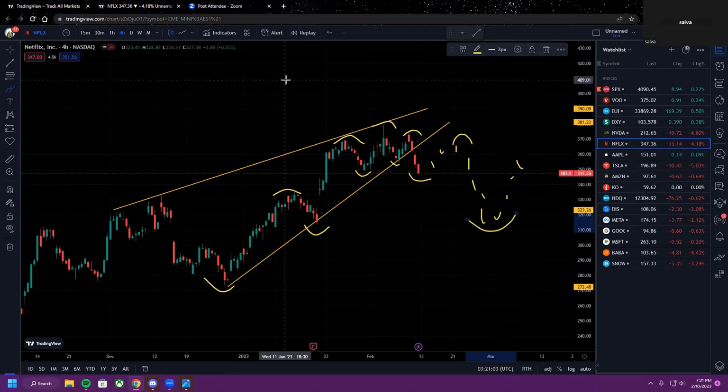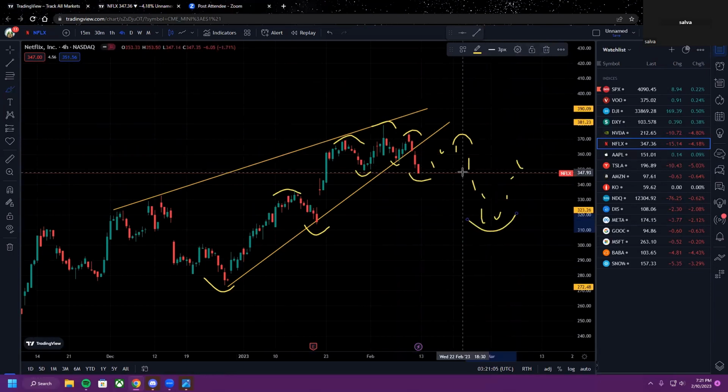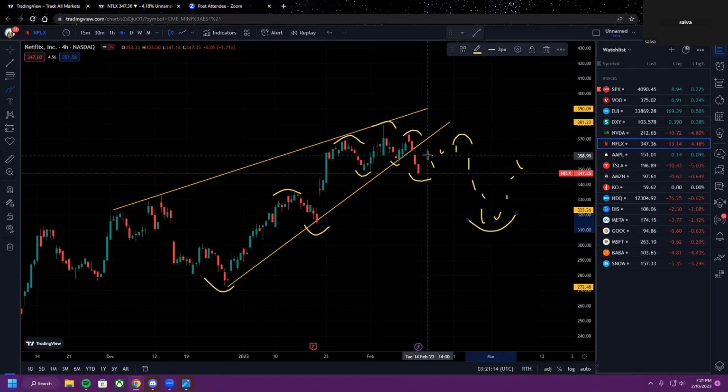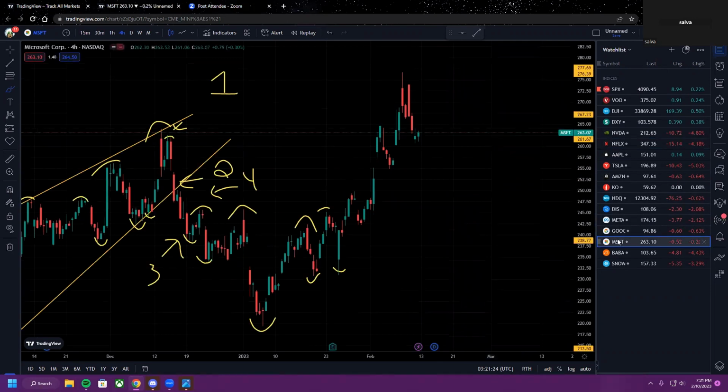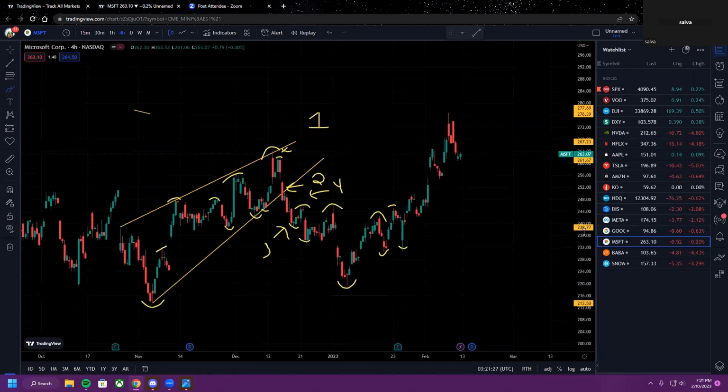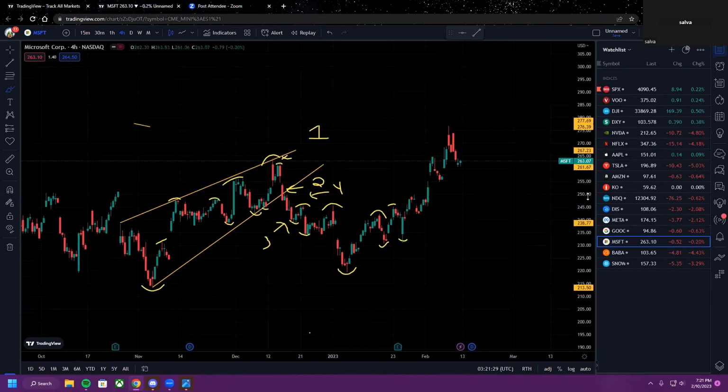So in the next few weeks, probably by Thursday, more days will pass to get price action. If we do get this downtrend like Microsoft, we'll probably be in the process of making a lower high. So if you see, it looks almost identical, right?